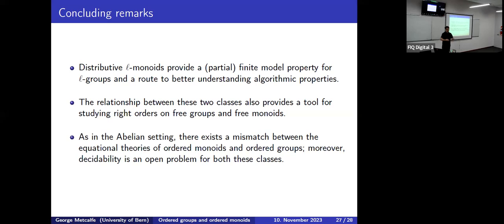In those settings, there's a mismatch, which doesn't happen in the L group, distributive L monoid case, but does happen when we go to abelian or totally ordered. There's a mismatch between the equational theories of ordered monoids and ordered groups, and abelian ordered monoids and abelian ordered groups, and decidability is an open problem. So if you fancy tackling some interesting and very challenging open problems, these are ones I can recommend, or perhaps not recommend because I got completely stuck with them, but anyway, they're fun to think about.